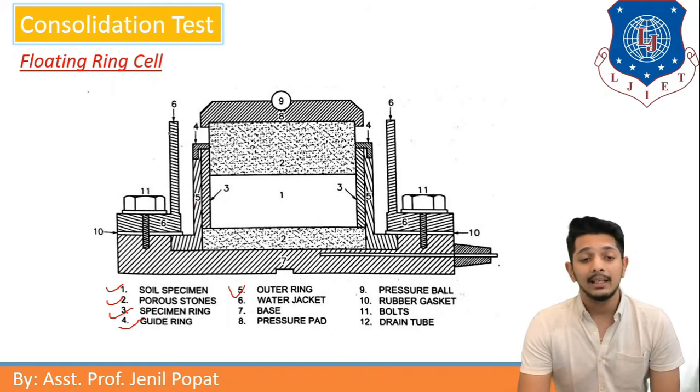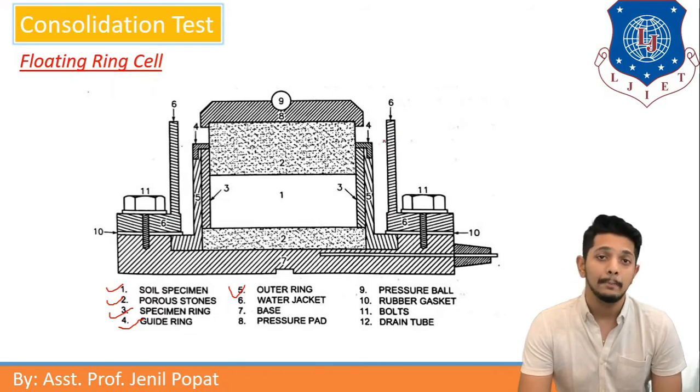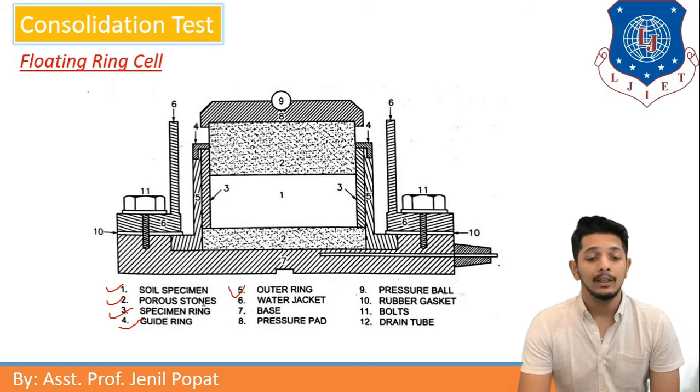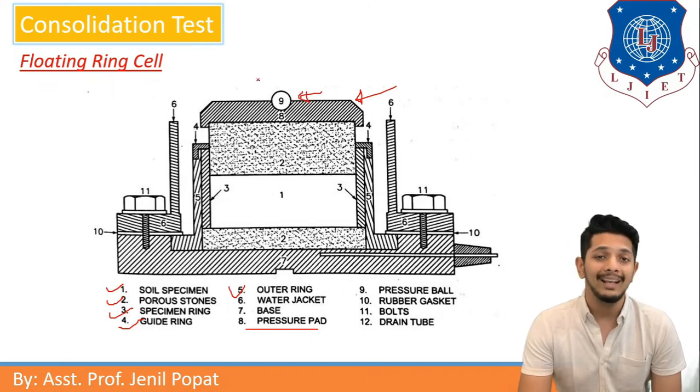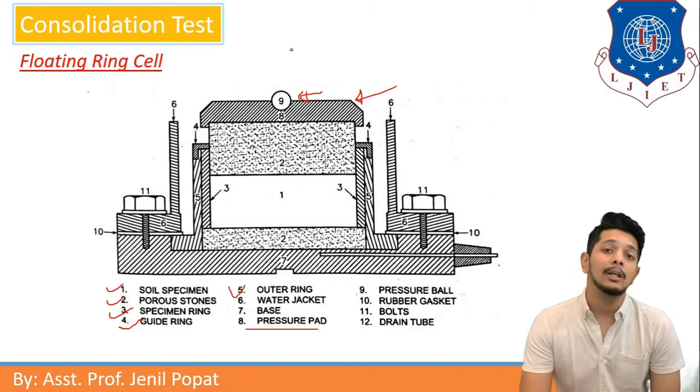Furthermore, water jackets are provided at item number 6. You can see that these are the walls, or we can say water jackets. They provide water. And 7, below that there is a base kept, as well as a pressure pad is kept here. This is a pressure pad, and at item number 9 this is a pressure ball. Here there is a ball kept. From that ball the load is given so that the axial loading can be applied.